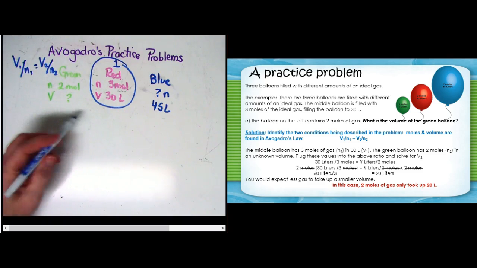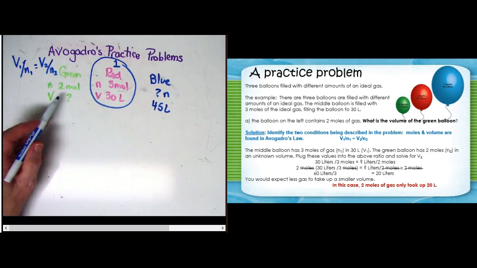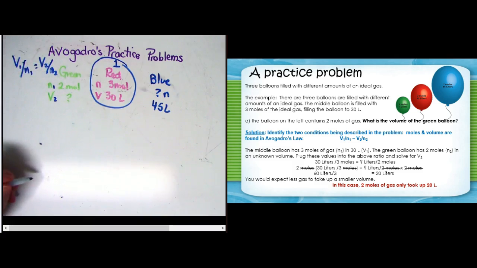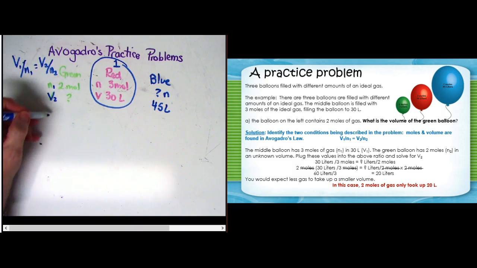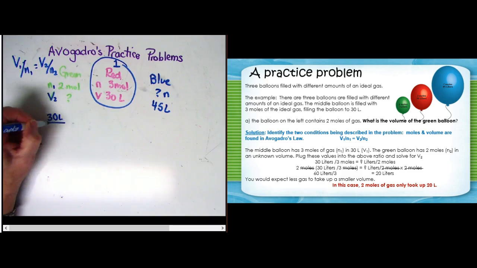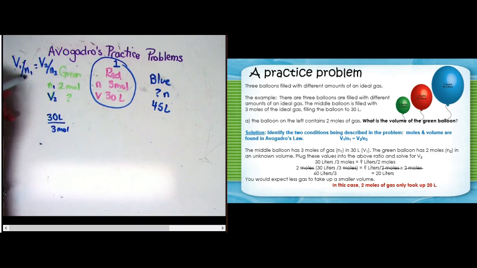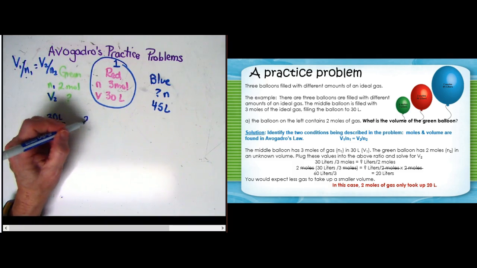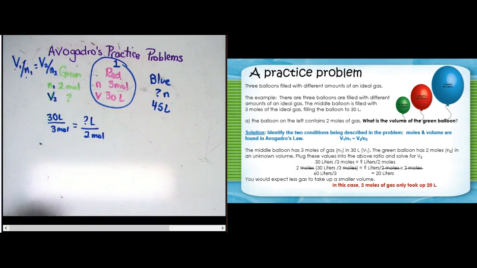So what we're going to do for this first problem, because we're trying to find out what V2 is, this is a 1, that is a 2, we're going to put 30 liters over 3 moles. That's your V1 and your N1. And we're going to set that equal to, we don't know how many liters, over 2 moles. Now you can cross multiply, you can rearrange. It really doesn't matter to me.